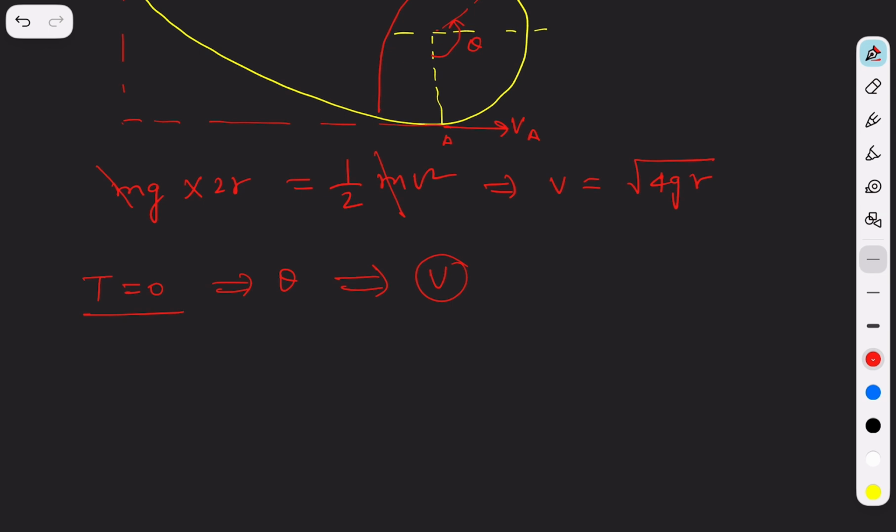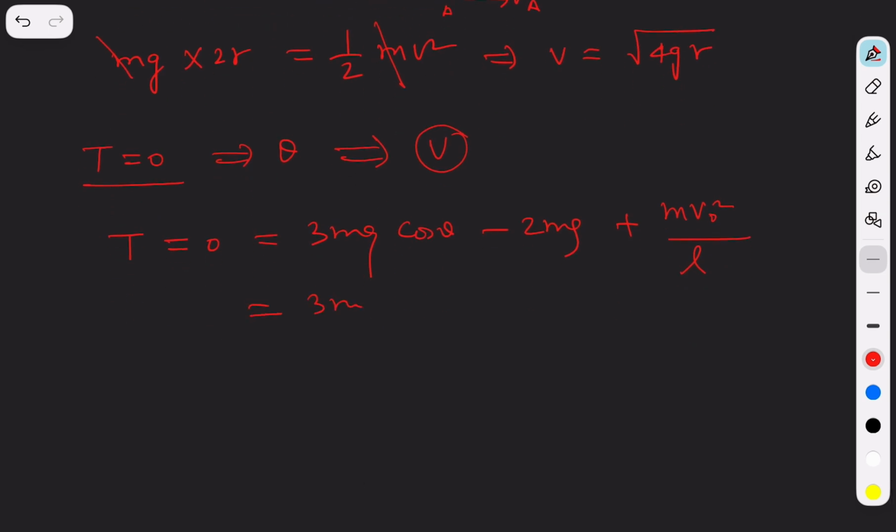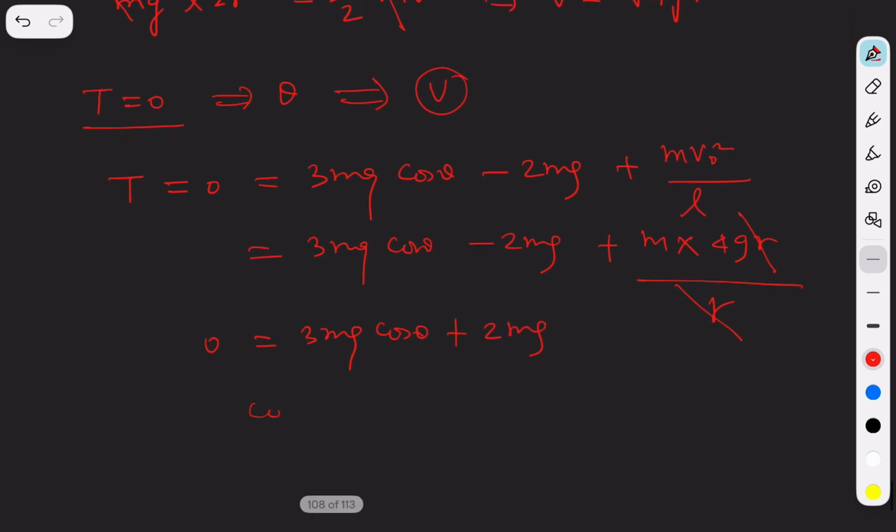Okay guys, so T we have to put 0, which is equal to 3 mg cos theta minus 2 mg plus m v naught square by L. So here it will be 3 mg cos theta minus 2 mg plus m v naught square, where v naught square is 4gr, and L is r only, so r cancels. So 0 is equal to 3 mg cos theta plus 2 mg. So cos theta will be minus 2 by 3. Okay, so this is of course an obtuse angle.